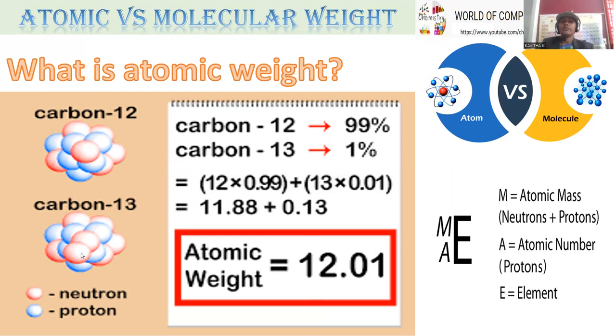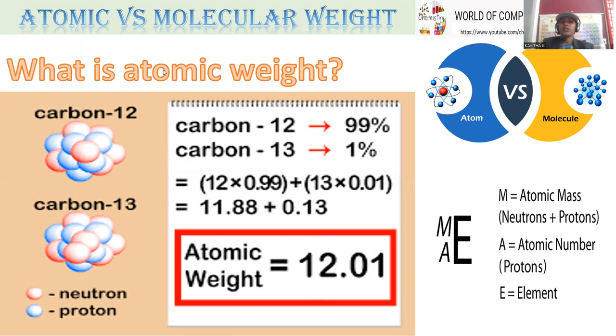Carbon-13 is composed of 6 protons, but 7 neutrons will be there. That's the reason why these two are regarded as isotopes, right? So here the neutron count varies for these two. So the isotopes of carbon are 12 and 13. The abundance of carbon-12 will be 99%, the maximum abundance. Carbon-13 will be 1% abundance, right?